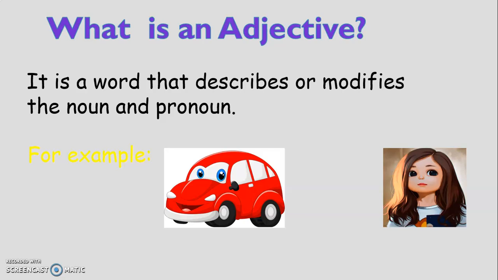Let's see the words which describe more about the noun. So a car, which word describes more about car? It is big. And about the girl, it is pretty. So the words big and pretty tell us more about the noun. Like how is the car? The car is big. How is the girl? The girl is pretty. So the words big and pretty are the adjectives which tell us or describe more about the noun.